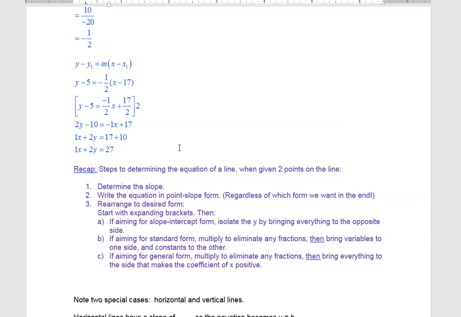If we were aiming for general form, again, we started by expanding the brackets. We multiplied to eliminate any fractions. And lastly, we brought everything to the side that made x positive.